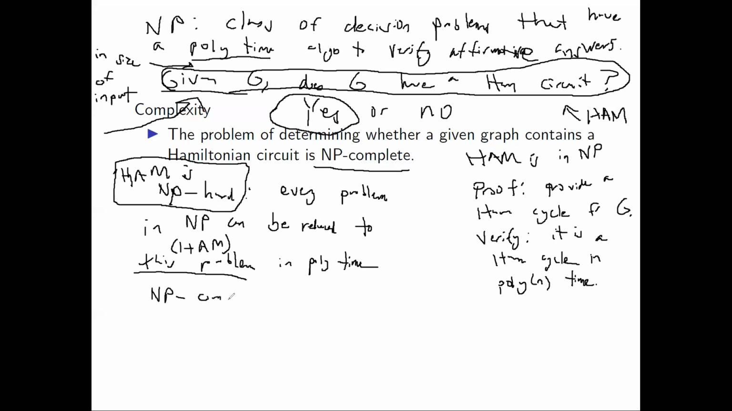One more term, NP complete. This just means NP hard and in NP. So when we say that this decision problem Ham is NP complete, we're saying that this decision problem is in NP and every problem in NP can be reduced to it. So it's as hard as any problem in NP, and it's in NP. So it's NP complete. That's what we mean to say that Ham is NP complete.